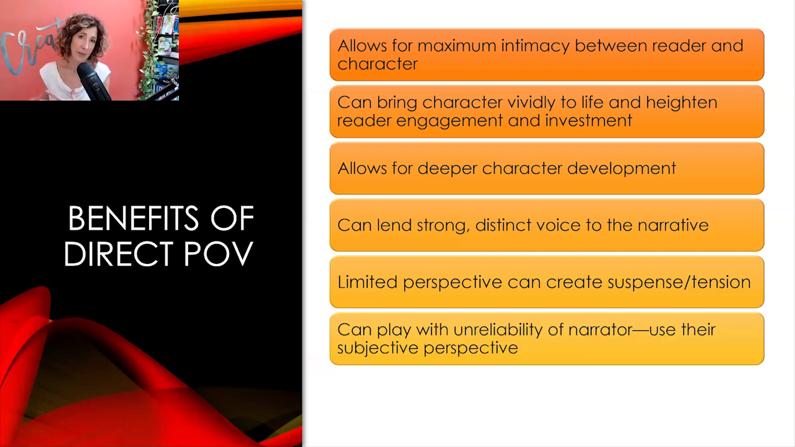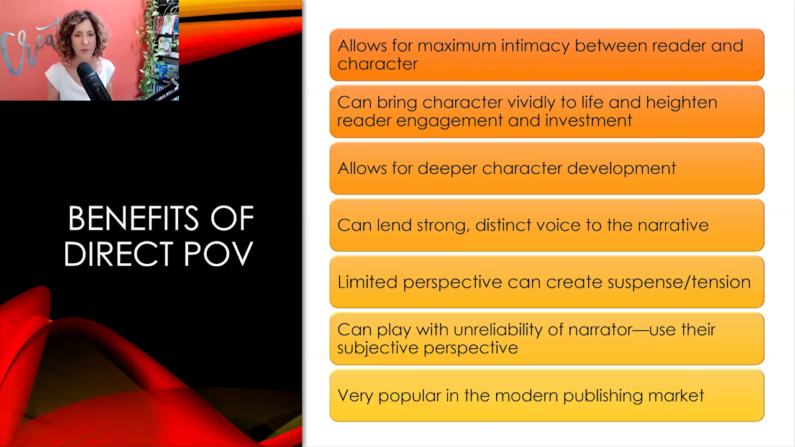It also allows you to play with not just a traditional unreliable narrator, but character blind spots, what makes it a subjective perspective based on their direct experience. It also allows you to manipulate the reader experience based on what the character themselves may not know or are suppressing or are uncomfortable revealing or are dancing around. It allows you to keep that from the reader as well. And as I said, it's extremely popular in the modern publishing market.